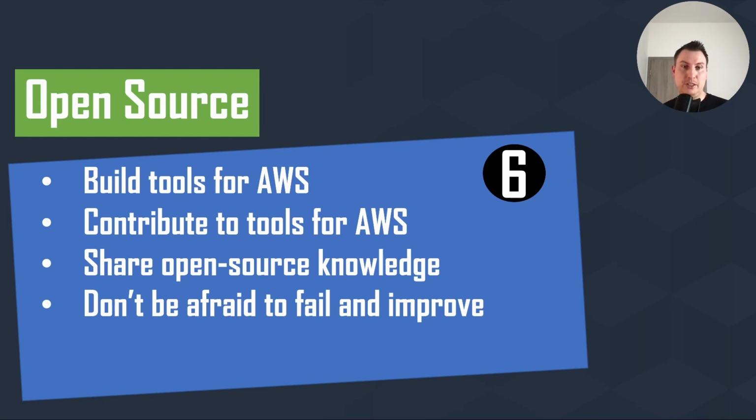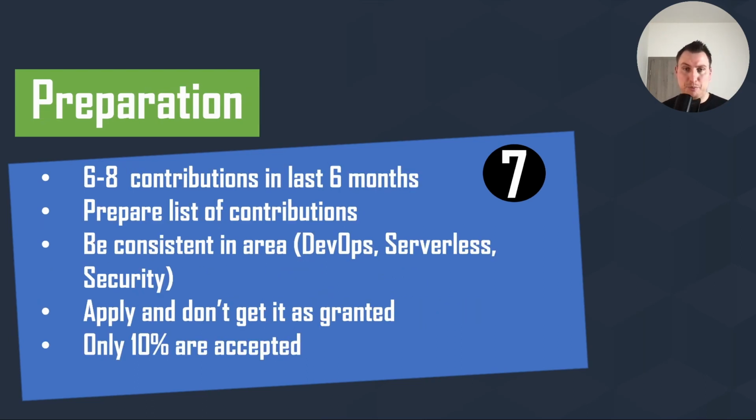So build tools for AWS, contribute to tools for AWS, share your open source knowledge, and don't be afraid to fail and improve. Again, nobody is perfect, but open sourcing the tools is another way to be an AWS Community Builder. Then the preparation. The preparation recommends 6 to 8 contributions in the last 6 months. That came from the AWS Ambassador program, which is another program, but I really recommend it. So 8 contributions per 6 months on the public, basically, not your private, is recommended from my side.